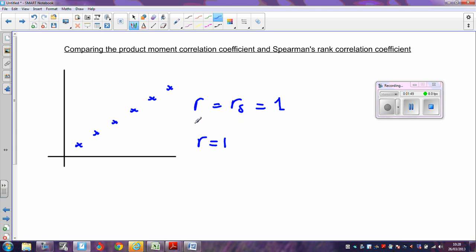Spearman's correlation coefficient, on the other hand, will give you a perfect correlation if for every increase in x, you've also got an increase in y. And you can see that that is the case here. Each time that x goes up, y also increases. So Spearman's here would also be 1.